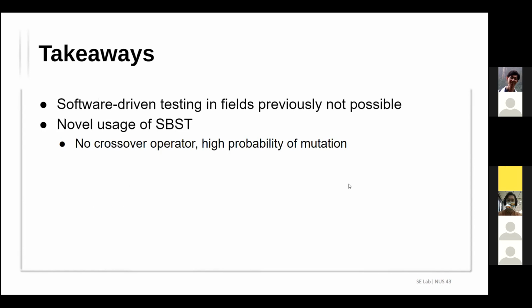The takeaways are just we now have software-driven testing in fields that we previously didn't have. So in this case, self-driving cars, we don't expect them now to have digital test cases. We don't have to test them in the field anymore. We can just generate these kind of test cases and run them on the cloud. And it's also a more novel use of SPST in the sense that it's unusual because they don't use the crossover operator, they just use the polynomial bounded mutation operator. Yeah. I think this is okay.